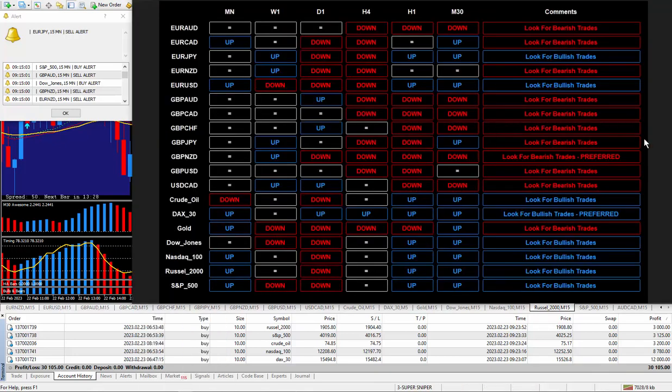Here's my daily trade plan. It's an expert advisor. This is a screenshot from a few hours back. And as you can see, the futures were suggesting to buy. I did not do gold here, but all the rest were buys. One of them, the DAX 30, was even a preferred one. In other words, more strength for going up.